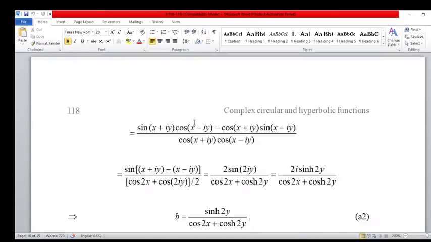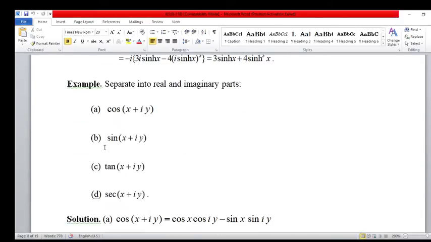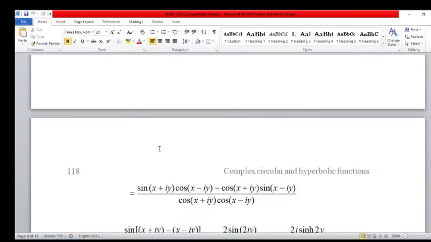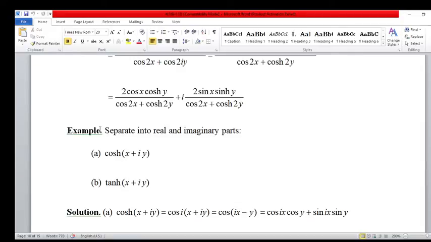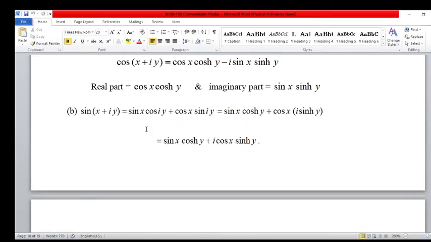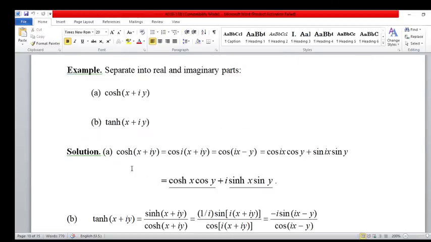So this type, these are the separations of the given functions: cos(x + iy), sin(x + iy), tan(x + iy), sec(x + iy). These are the separations. Now this is again separated into real part and imaginary part. Here we take hyperbolic functions. Previously, these were simple trigonometric functions, circular functions, and these are the hyperbolic functions, and separate real part and imaginary part. Again, this is cosh(x + iy) and tanh(x + iy).